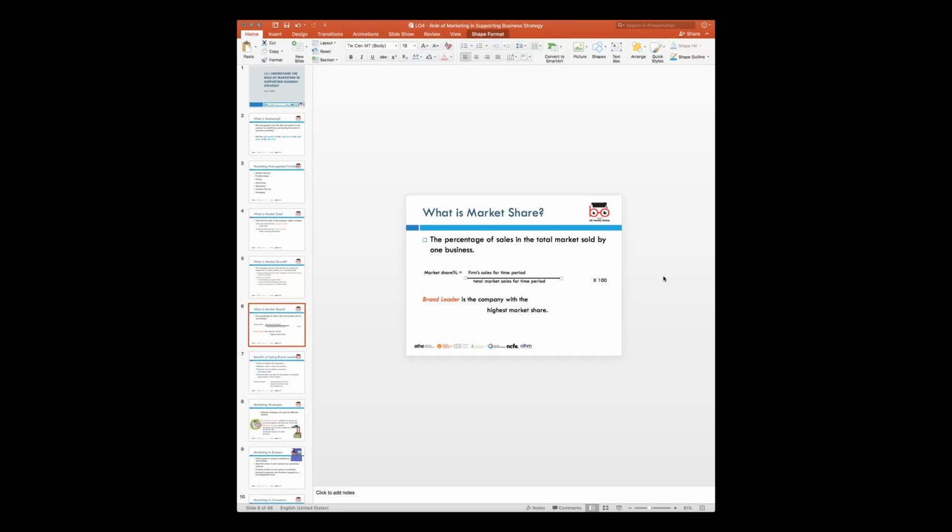Now, there is a simple formula we look at, which is to compare market share, and that is the percentage of sales in the total market sold by one business. So market share is equal to the firm's sales. For example, to calculate the market share of Apple in the smartphone market, we take the total sales that the iPhone generates across the year, divided by the total size of the smartphone market, multiplied by 100, which gives us the market share for Apple.